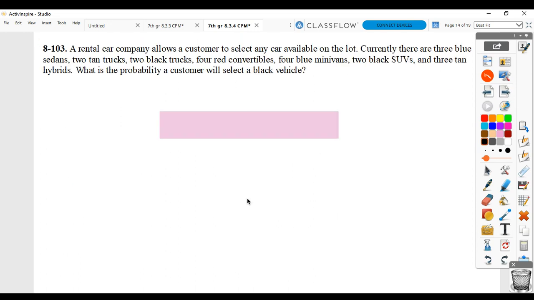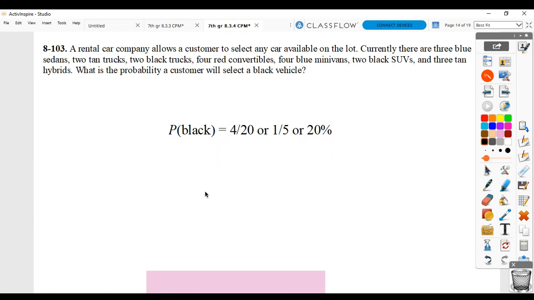8-103, a rental car company allows a customer to select any car on the lot. Currently, there are 3 blue sedans, 2 tan trucks, 2 black trucks, 4 red convertibles, 4 blue minivans, 2 black SUVs, and 3 tan hybrids. What's the probability that the customer will select a black vehicle? Well, there are 4 black vehicles out of the 20 vehicles, and that would be 1/5 as a simplified fraction, or 20%.